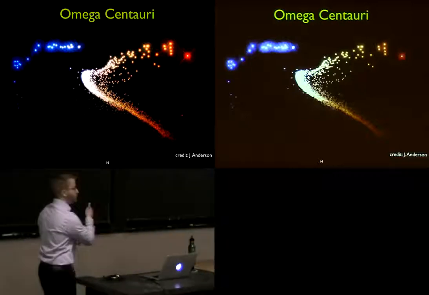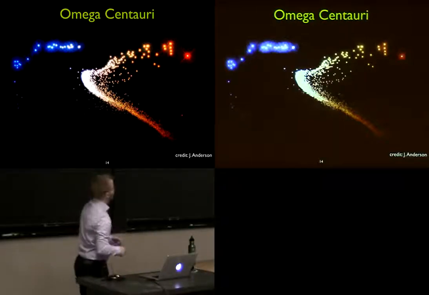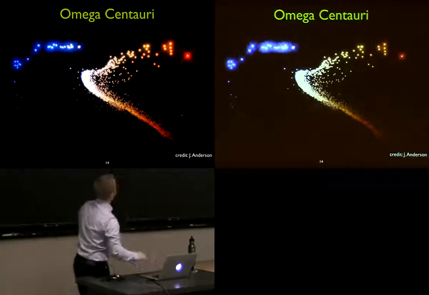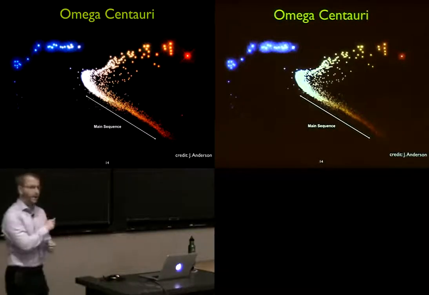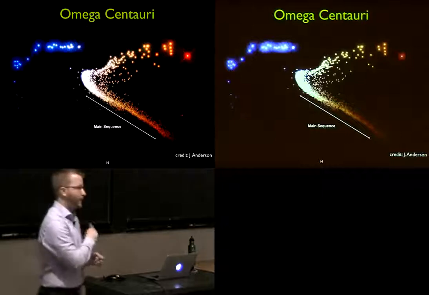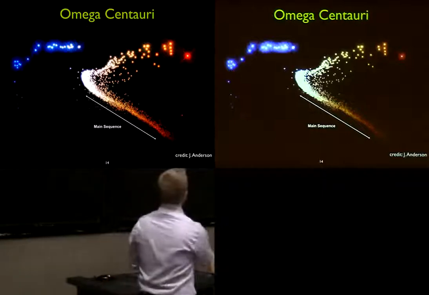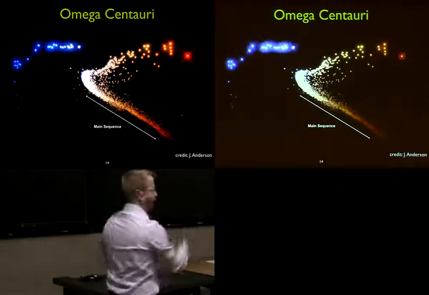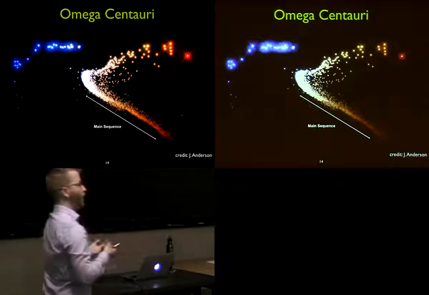And so this is showing us different phases of different stars. So down here is what we call the main sequence. This is where our sun is right now. This is where stars, after they form, spend most of their life. So this is where a happy hydrogen-burning star sits.